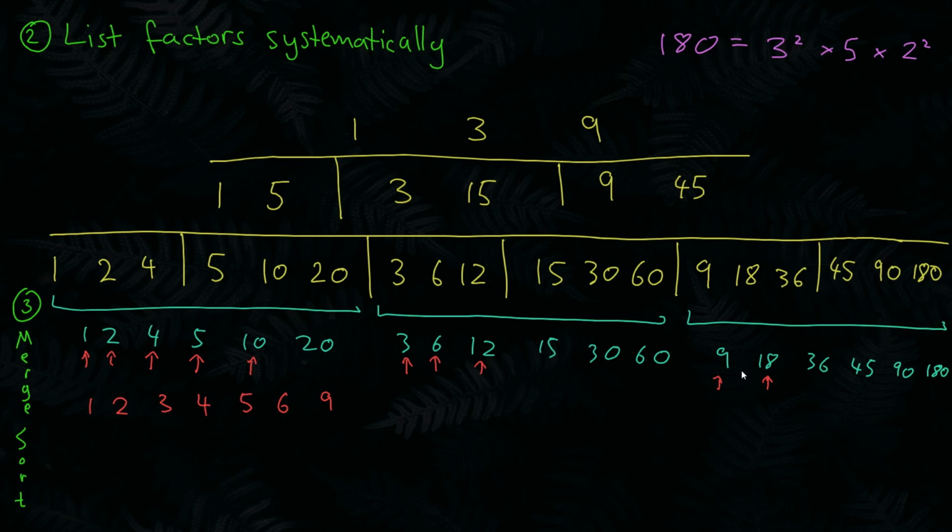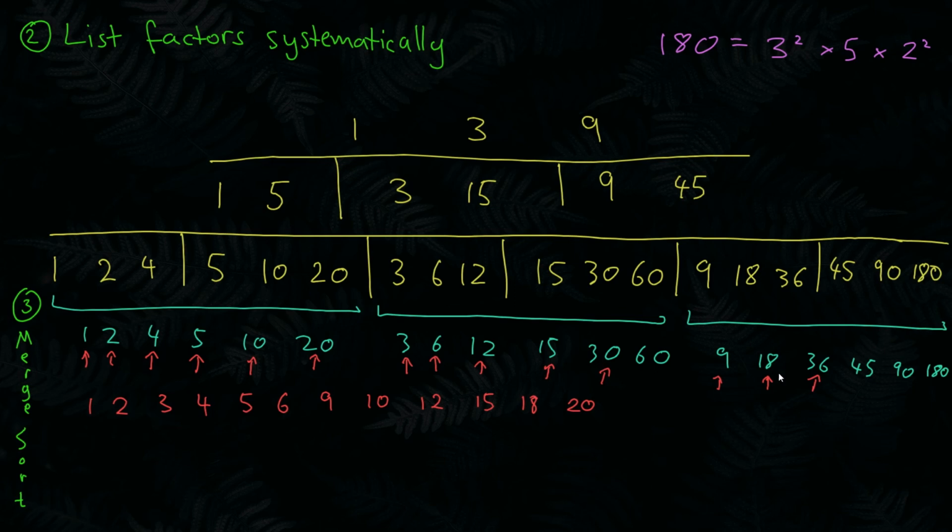Okay, so we're comparing 18, 12, and 10. So 10 goes down. Now we're comparing 20, 12, and 18. 12 goes down. 20, 15, 18. I put 15 down. 20, 30, and 18. Put 18 down. 20, 30, and 36. Put the 20 down. And obviously at this point, we can forget about this list because we've included all its items down here already. So now we just need to look at these two.